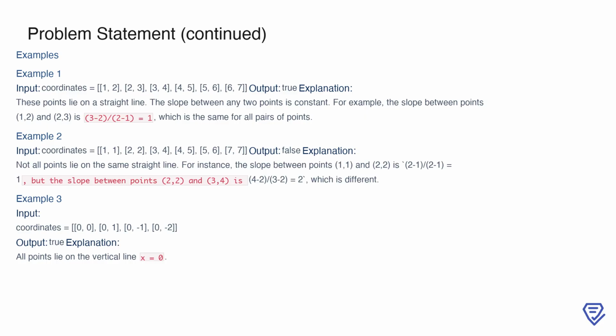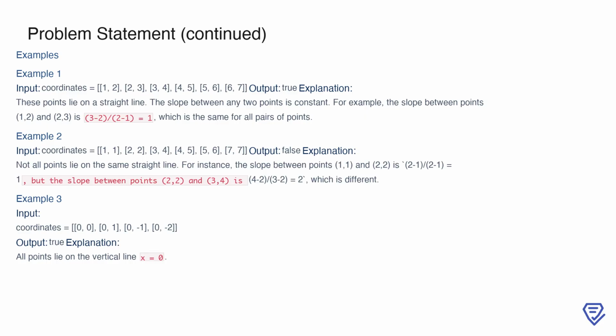In the second example, the input (1,1), (2,2), (3,4), (4,5), (5,6), (7,7) produces false because the points do not form a straight line. While some pairs, such as (1,1) and (2,2), have a slope of 1, the slope between (2,2) and (3,4) is (4-2)/(3-2) equals 2, which is different.